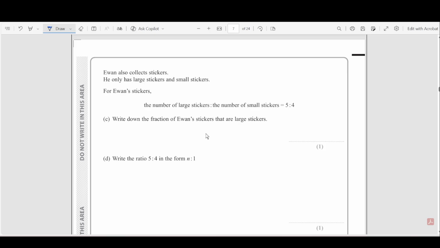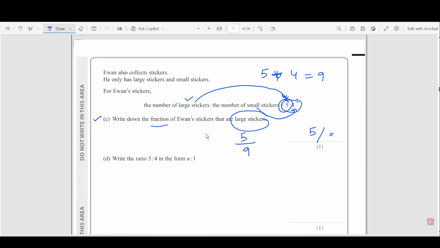Okay, so let's start with C. First of all, you need to add them to get the total. 5 plus 4 is 9, right? Because we need to write fraction, always write total in the denominator. It says fraction of large sticker. So first we have given large stickers, so that means the ratio for large sticker is 5. Then we have given number of small stickers, so ratio for small is 4. Always go in order. If you write 4 for large, that would be wrong. So for large, the ratio is 5. So the answer is 5 over 9. We can't simplify it, so that's our final answer.